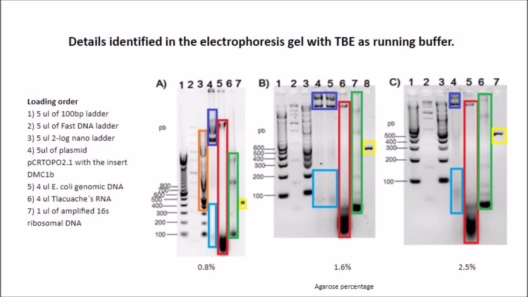In Figure 4, the following details in the electrophoresis with TBE as running buffer are identified. In orange, the distortion of the DNA fragments of the sample is indicated. Just like in the previous figure, in blue, the different isoforms of the plasmid are visible. In lighter blue, the contamination of the sample with RNA is shown. In red, the degraded DNA is pointed out. In green, the different types of RNA in the samples are shown. And in yellow, the unique band of the PCR product is indicated.